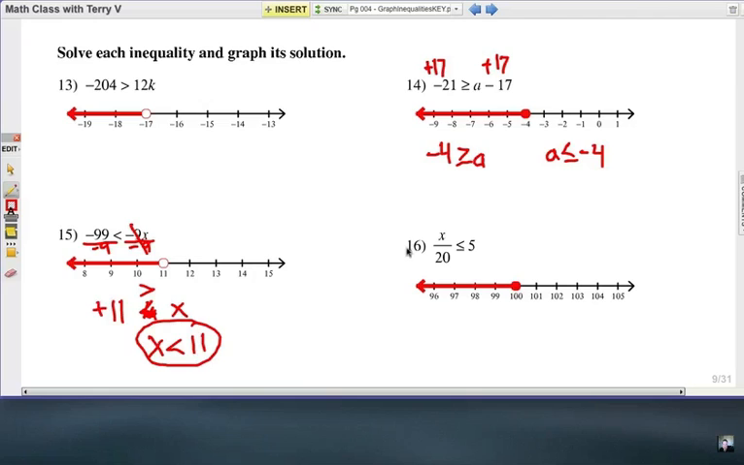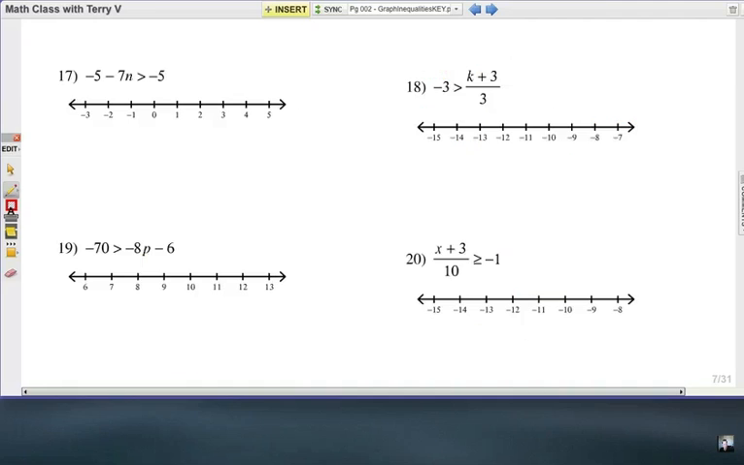And number 16, what are you going to do to solve each of these sides here? Well, we're going to multiply by positive 20. Okay, since it is multiplication, but it's by a positive number, now we don't have to worry about the symbol changing. So x is less than or equal to, you keep the symbol the same, that'd be 100, and you're including the 100 and going to the left. All right, you try the next four. These are going to be two-step inequalities.